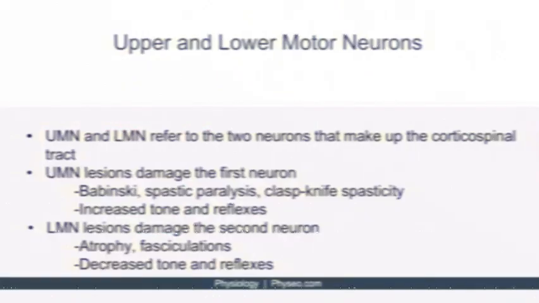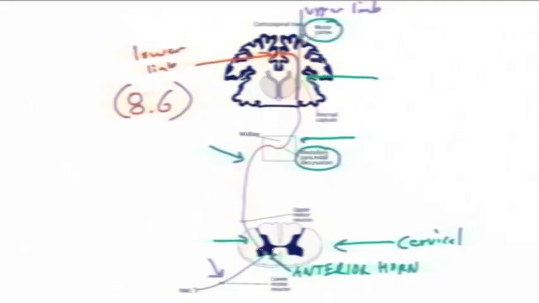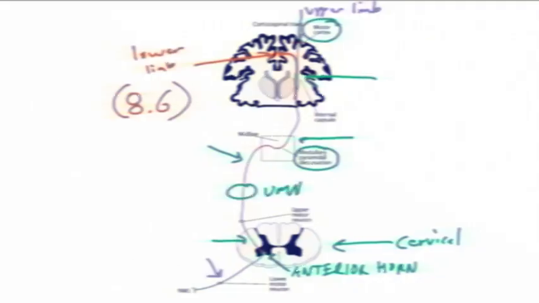So now let's talk about upper and lower motor neurons. The upper motor neuron and the lower motor neuron refer to the two neurons that make up the corticospinal tract that we just discussed. This first one in red would be the upper motor neuron. This lower one in blue would be the lower motor neuron.